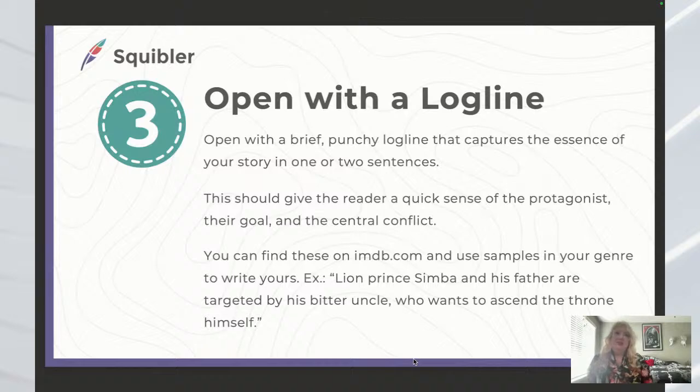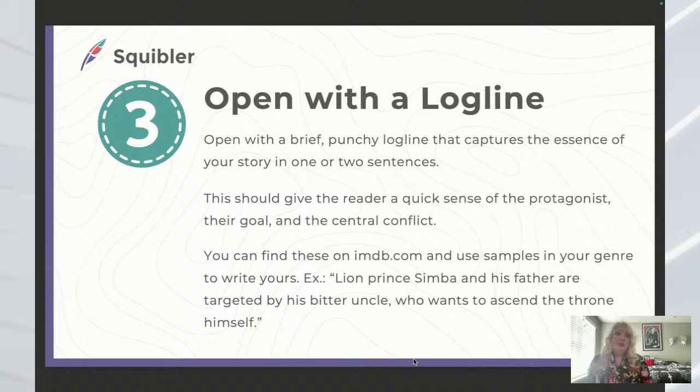Another thing to do is to start with a log line. You want to open with a brief, punchy log line that captures the essence of your story in 1 to 2 sentences. This is going to give the reader a quick sense of the protagonist, their goal, and the central conflict. We do have another webinar on writing log lines and writing pitches. If you want to watch one of those, they're available on YouTube and here in the Discord channel on Discord. We have a resource library, so you can also look to that for some guidance for writing a log line.